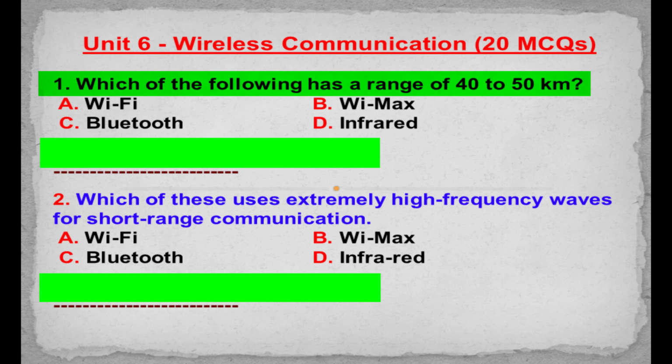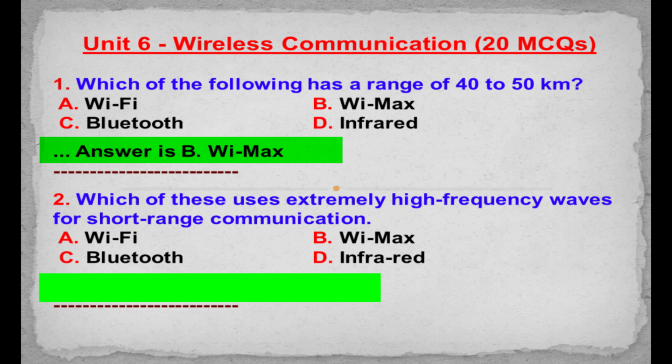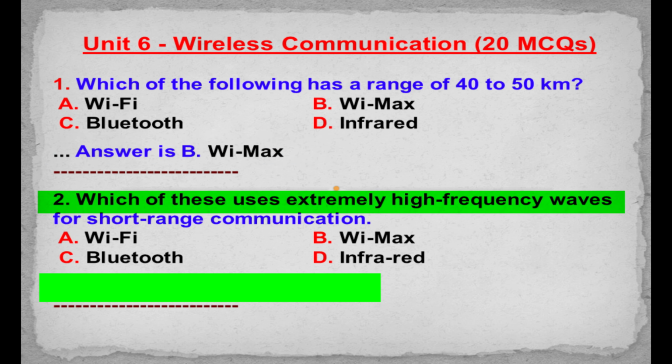MCQs number 1. Which of the following has a range of 40 to 50 kilometers? Option A, Wi-Fi. Option B, WiMAX. Option C, Bluetooth. Option D, infrared. Correct answer is option B, WiMAX.